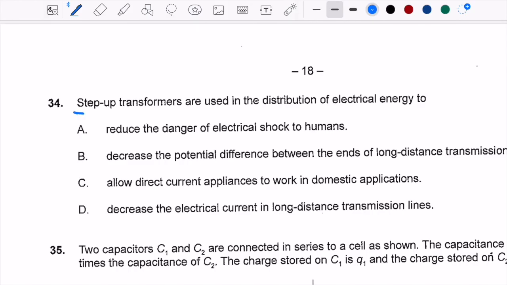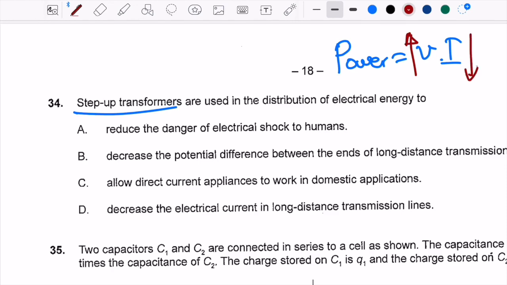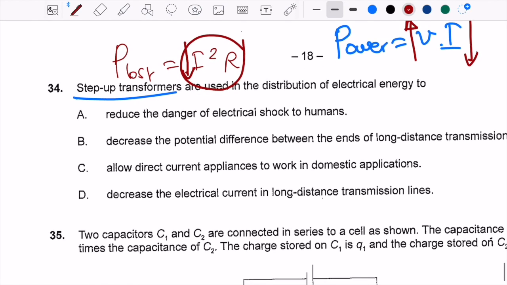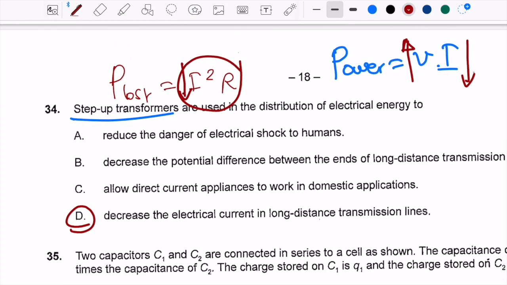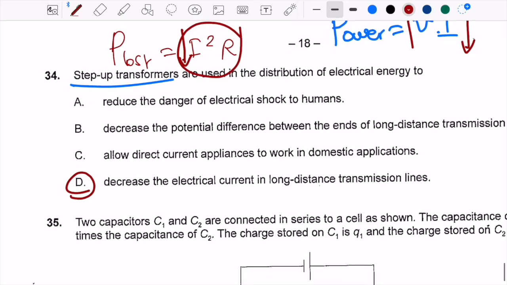Why do we need transformers? Basically, why do we need to increase voltage? The idea is power is potential difference times current. If the voltage is kept at a high value, the current will be lower, right? And second, power lost in wires is I squared R. So by decreasing the current, you can decrease the power lost in wires. So basically we need transformers to decrease the current, and so decrease the power lost in the wires. Answer is D.